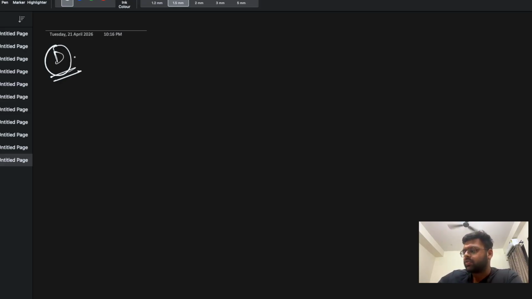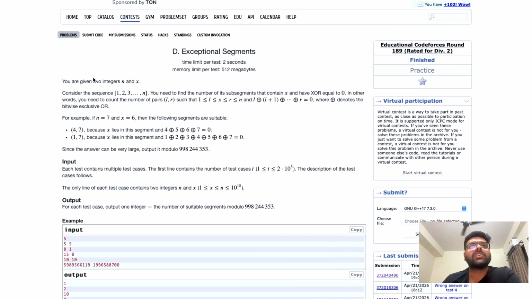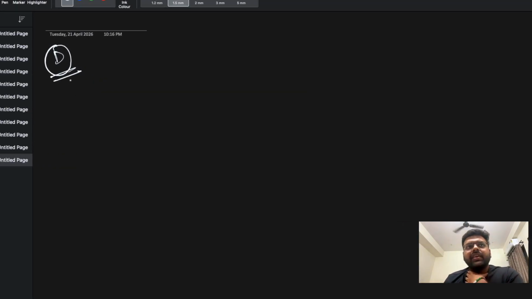Okay, so let's start with the problem statement. I'm sure you have all been able to understand the problem statement, but for the sake of simplicity, let's read it once. You're given two integers n and x. Consider a sequence. You need to find the number of subsegments containing x, with XOR 0, and you need to find this modulo the given number. So let's understand what the problem statement is saying.